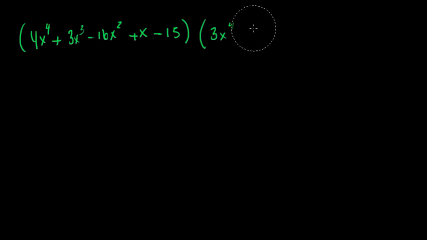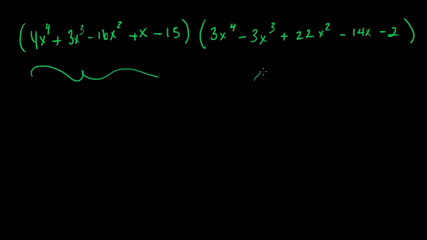3x to the fourth minus 3x cubed plus 22x squared minus 14x minus 2. Okay? Now, whoa, this is a large polynomial here. This is actually the true definition of what a polynomial is. It has more terms. What we've been dealing with before have been monomials, binomials, and trinomials.